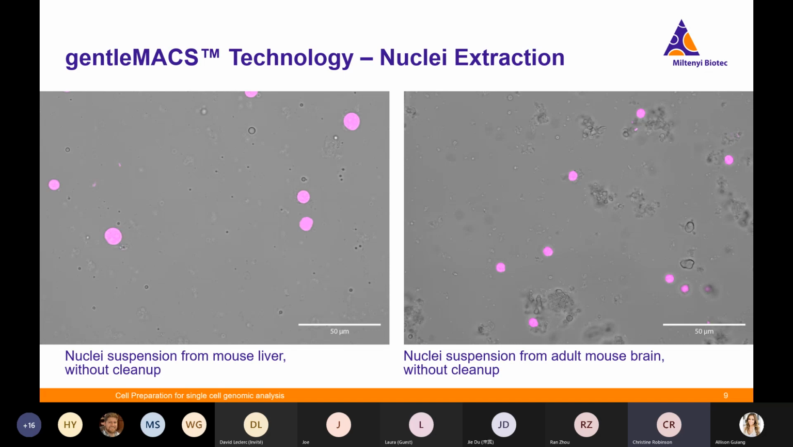But one other thing that it points out is the difference in your starting material and what type of sample you get from them. So here on the left, we see this is a mouse liver sample. These have only been filtered, so no other cleanup steps. They're pretty clean. And then if you look on the right, this is an adult mouse brain sample. Again, it's just been filtered, no additional cleanup. And you can see this definitely is going to need a further cleanup step. So not all your starting materials are going to be created equal. So make sure you're optimizing your protocols depending on what you start with.